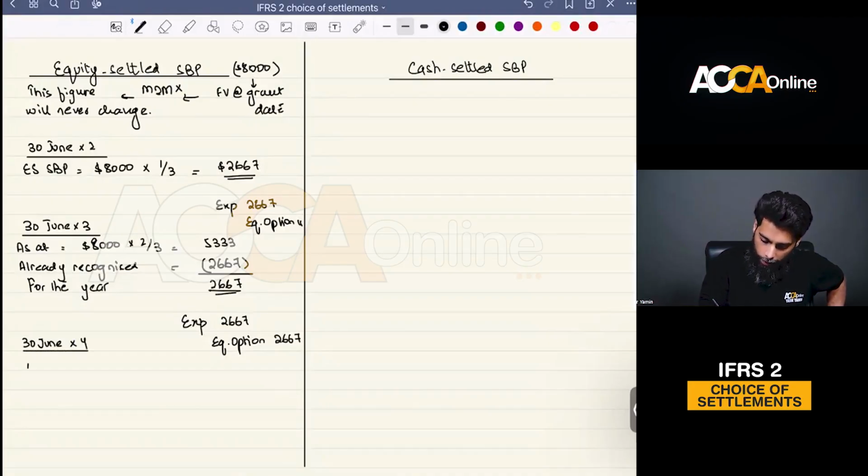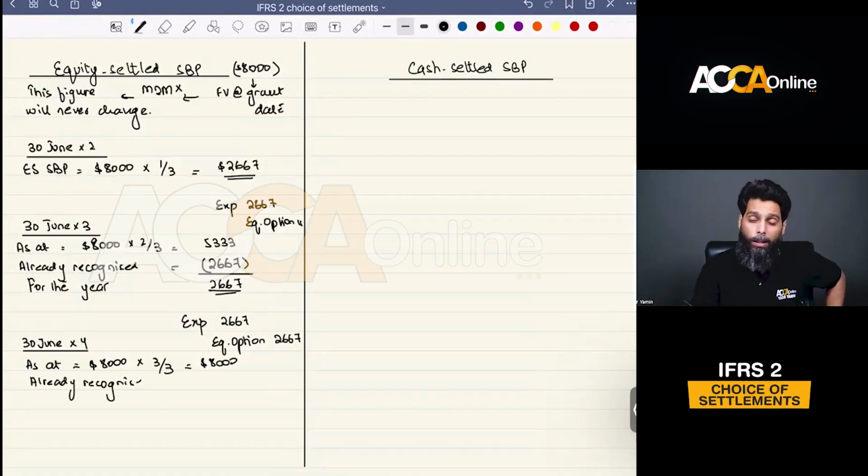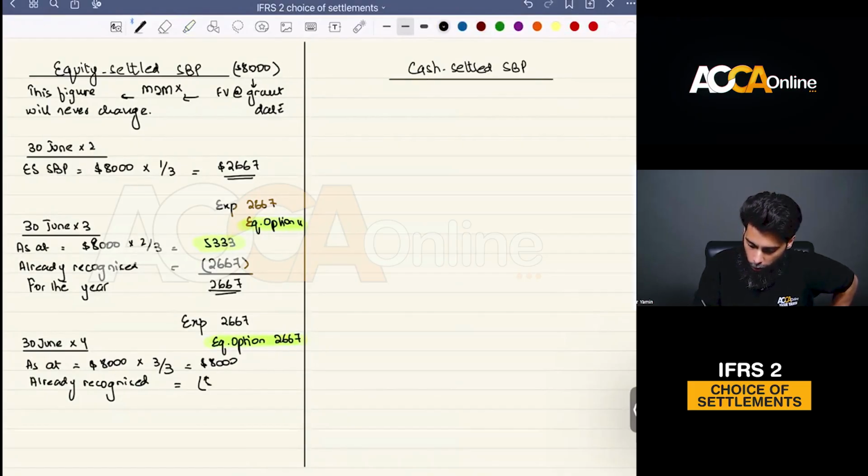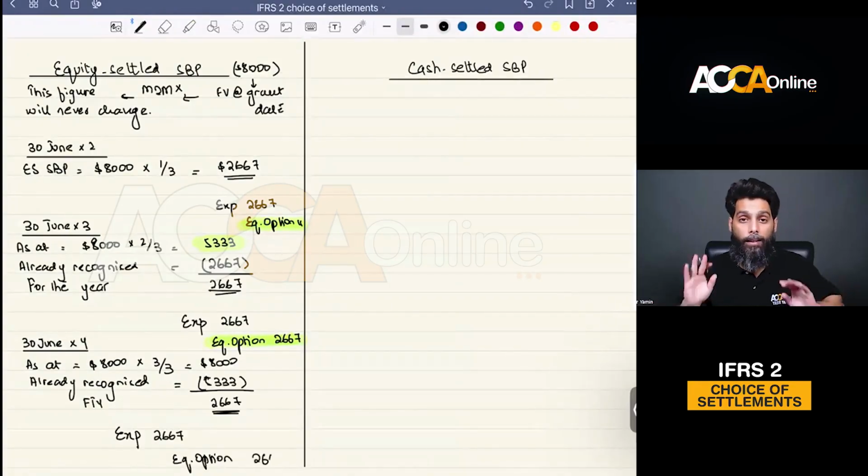Sir, same. As at, $8,000 multiplied by 3/3, which will equal $8,000. Sir, we will subtract whatever has already been recognized. What is the value of already recognized, guys? In the first accounting period, we recognized an equity option value of 2,667. Then we again recognized 2,667, which is equivalent to 2 years value of 5,333. So guys, what is the total? For the year, 2,667. What is going to be the accounting entry again in the third year? Expense debit 2,667, equity option credit 2,667.